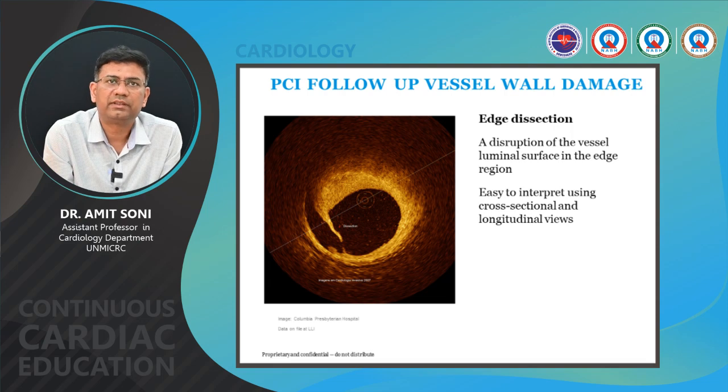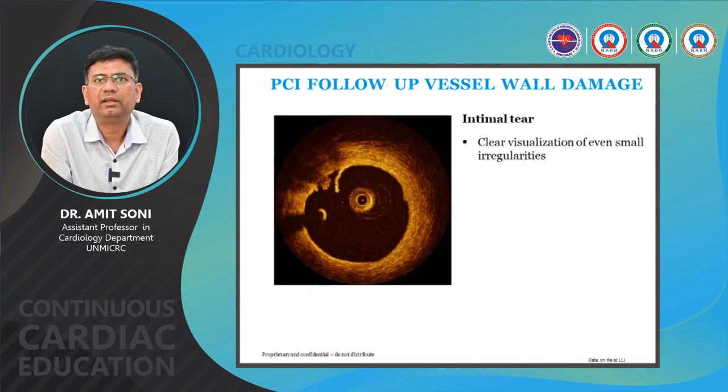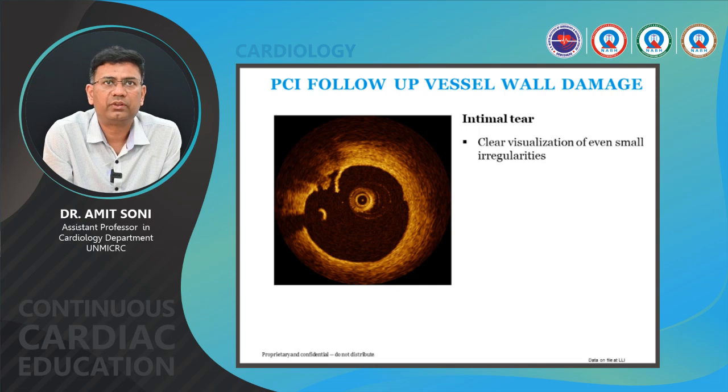Edge dissection can be assessed with the OCT. A disruption of the vessel lumen surface in the edge region. Easy to interpret using cross-sectional and longitudinal views. Intimal tear, clear visualization of even small irregularities.